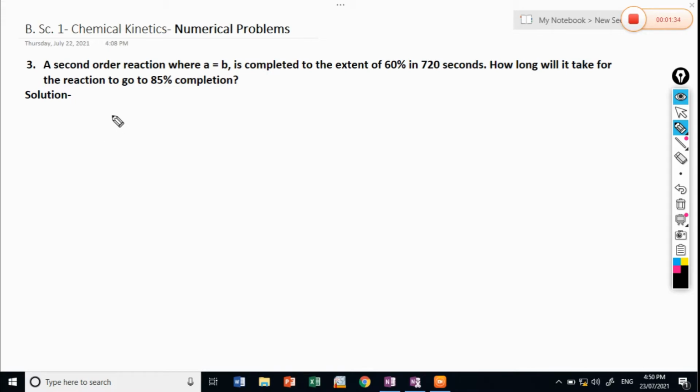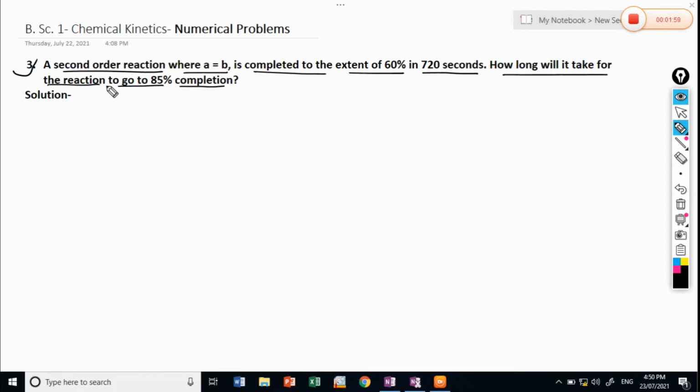The next example is 3: a second order reaction where A is equal to B is completed to the extent of 60% in 720 seconds. How long will it take for the reaction to go to 85% completion?